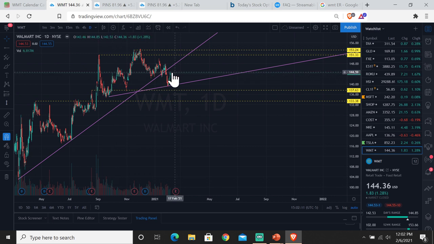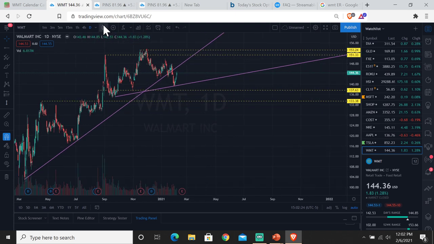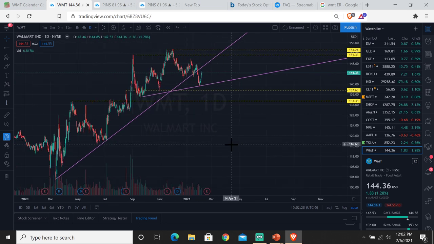It's interesting that Walmart on Friday rejected back to this top level right here. So I'm not feeling too confident about Walmart here, actually, but in the long run, it should be good. So we'll take a look at it.